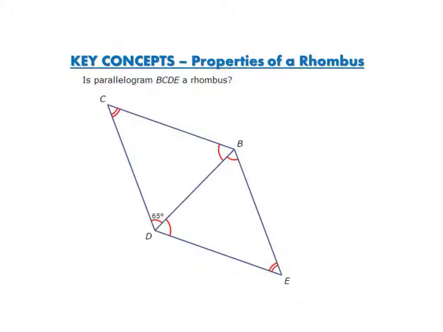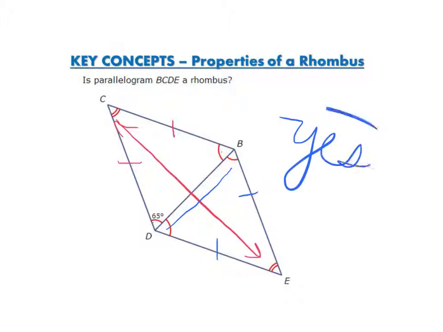My last problem is, is this parallelogram BCDH a rhombus? So I take a look. Here are opposite angles. They are congruent. This is 65, that's 65. That means these are isosceles triangles. That's an isosceles triangle. These two are the same. That means these are isosceles triangles. So yes, that is a rhombus.